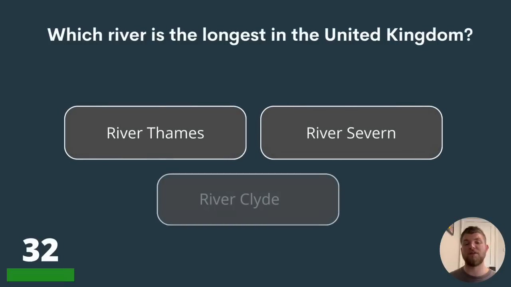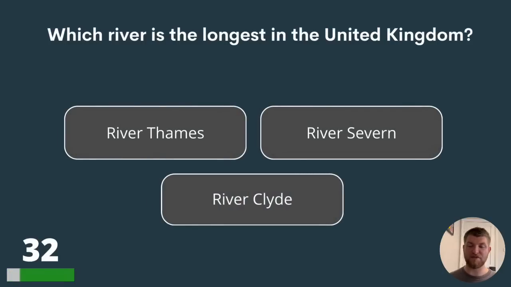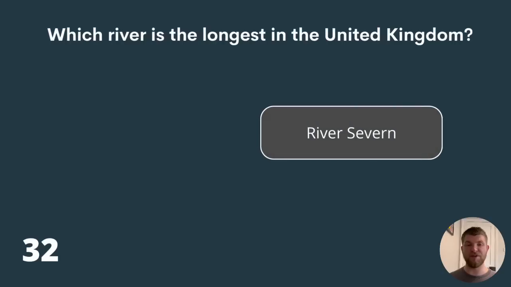32. Which river is the longest in the United Kingdom? River Thames, River Severn, or River Clyde? The answer is the River Severn.